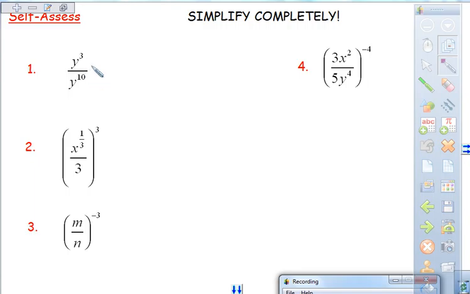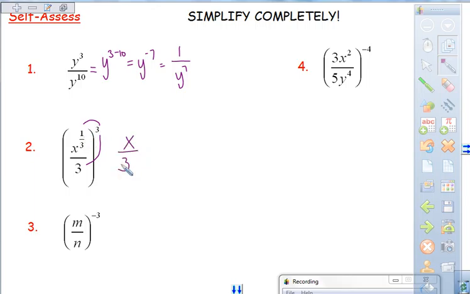Problem number 1. I'm going to subtract, so I get y to the third minus 10 gives me y to the negative 7. So that needs to go on the bottom to make it positive. Otherwise you look right away and say, oh, the 10 is bigger, so 10 minus 3 is 7, and it needs to go on the bottom. Number 2, I need to cube the top and cube the bottom. So 1/3 times 3 is 1, and 3 to the third will stay.